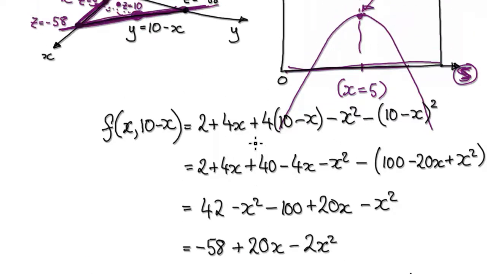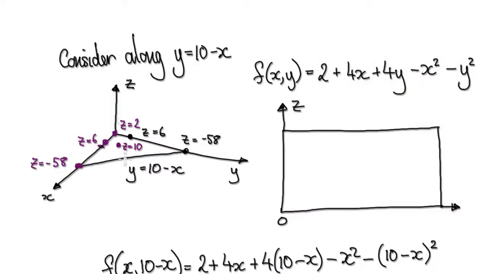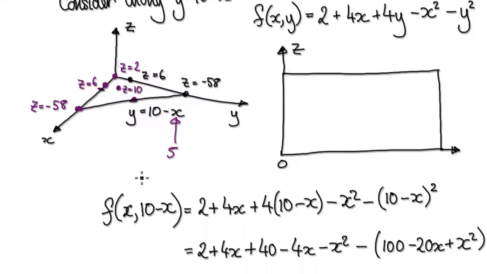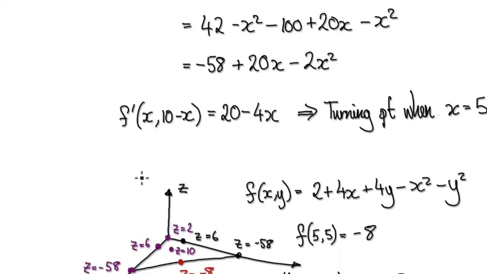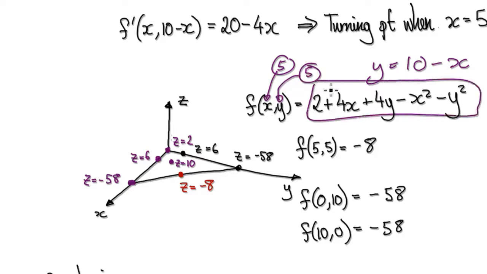What is y when x equals 5? Well, put 5 into here, and it turns out that y equals 5. So to find the turning point, we need to put 5 into the function. But earlier we said y equals minus 10x. So when x equals 5, y happens to be 5 as well. Put that into this whole thing here, and it should be negative 8.